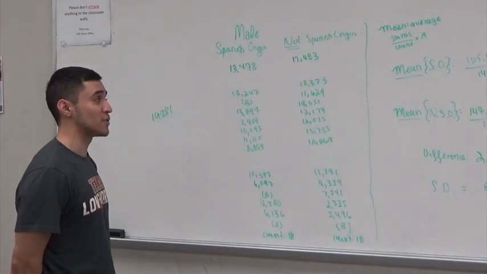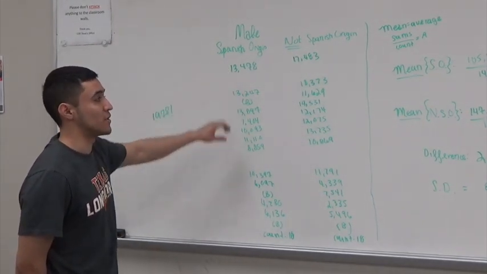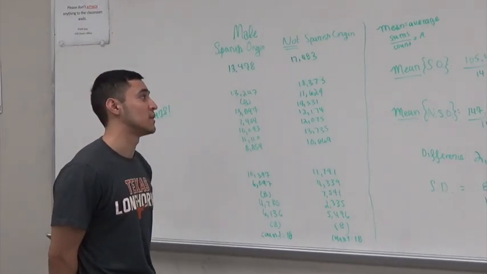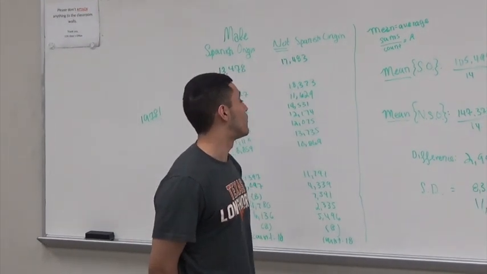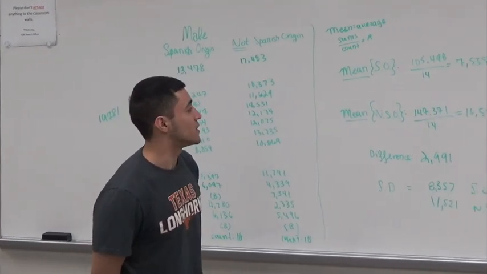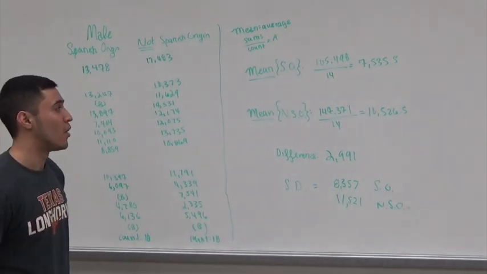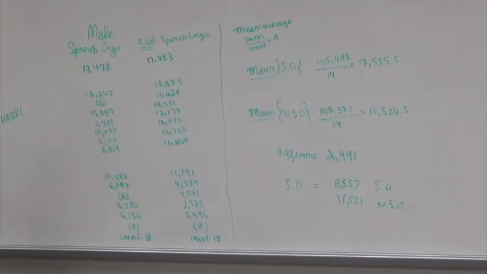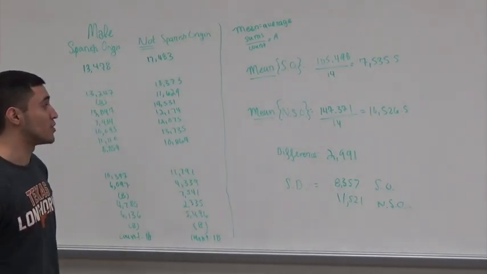So what the students are able to do is use the mean, the average, for this data margin. Now how do we find the mean? It's the sum over the count, and that gives us our answer. So first we do the Spanish origin mean for the male workers, which is the sum, which is 105,498 over the count 14, which gives us $7,535. We'll do the same thing for the not Spanish origin workers.